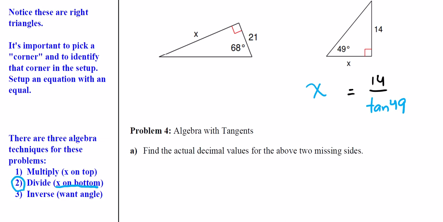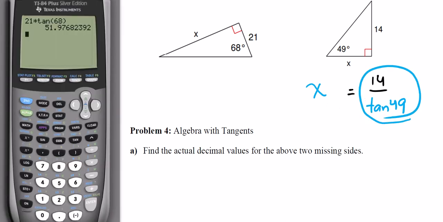So if the x is on the bottom, then we're going to end up switching these two. So at the end, I'm dividing. We can put that in a calculator. That'll be 14 divided by tangent 49. And I get 12.17. So that's how long this leg of the triangle is.